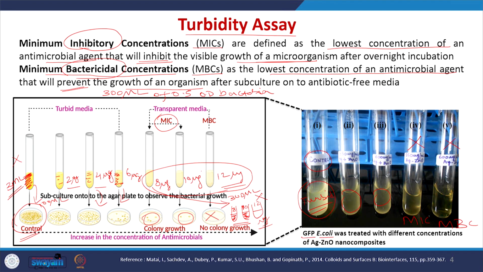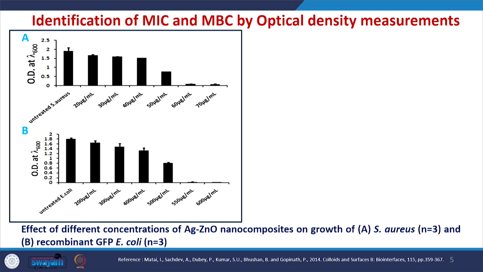coli. GFP means green fluorescent protein expressing recombinant E. coli bacteria, and it was treated with different concentrations of AgZnO nanocomposites. We can also identify the MIC and MBC by optical density measurement, that is OD. You can also see that when you measure the OD at 600 nanometer, the bacterial growth is going down with respect to the concentration.